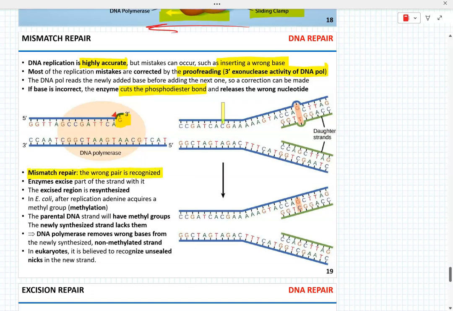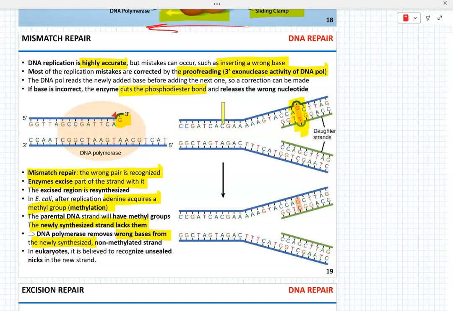Mismatch repair is when a wrong pair has already been sealed within the freshly synthesized daughter strand. In case of mismatch repair, special enzymes remove the part of the strand with it, and the region that is excised is synthesized again. For example, in E. coli, adenine, one of the bases, is methylated after the replication. So the parental DNA strand will be methylated, but the newly synthesized strand does not have methyl groups, which means DNA polymerase can recognize the wrong bases only in the new strand that is non-methylated and successfully remove them.